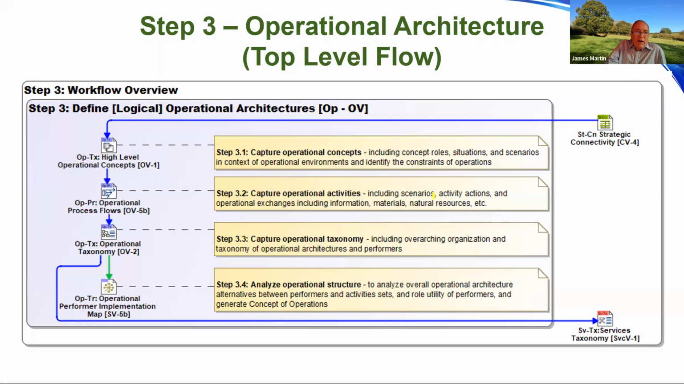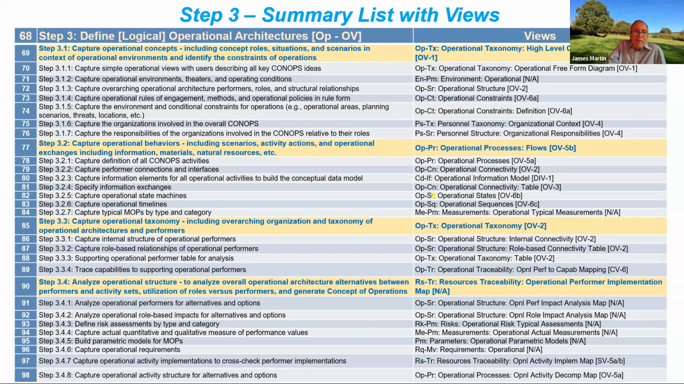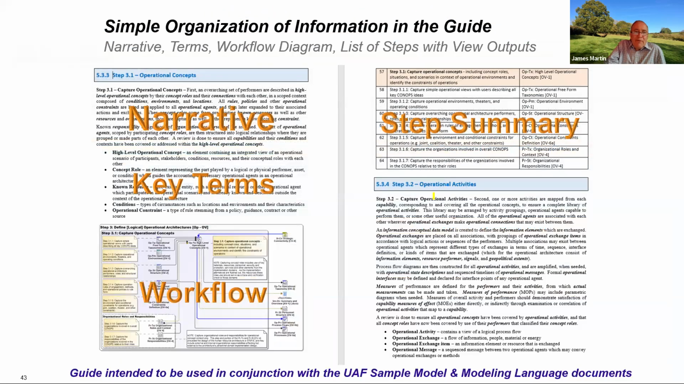And we just saw that this chapter has a top-level flow dealing with these 4 steps. And we finally end up the chapter with a full listing of all the steps down to the 3rd level and the corresponding UAF views. We just saw a sample chapter for the operational architecture, step 3.